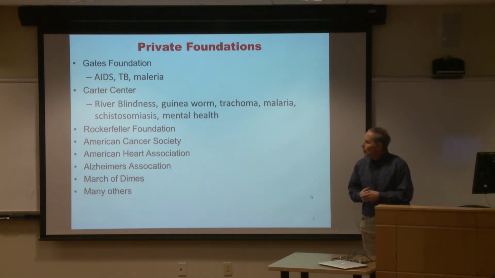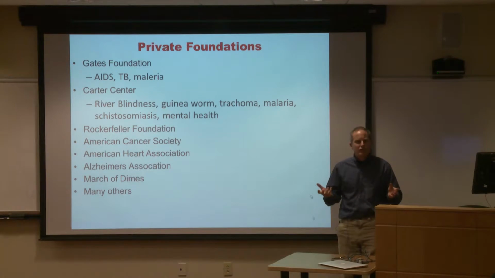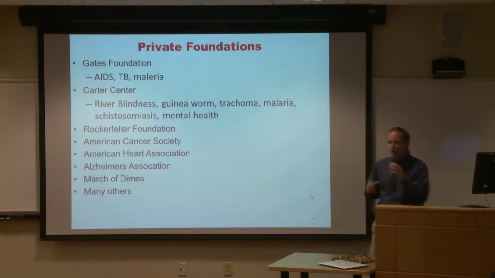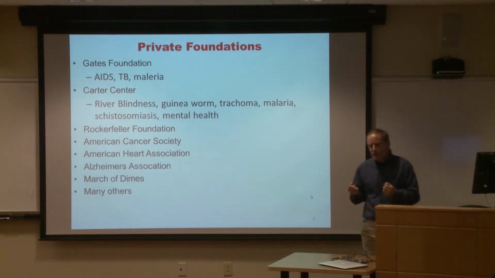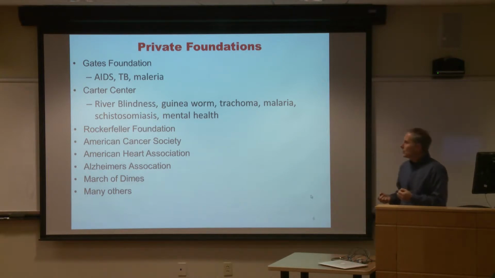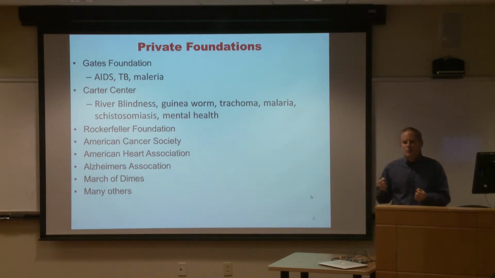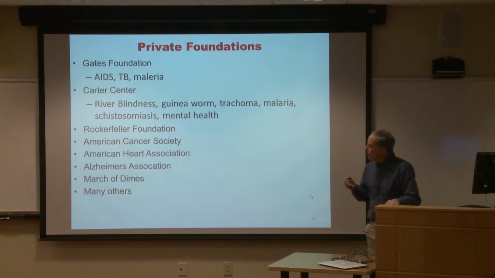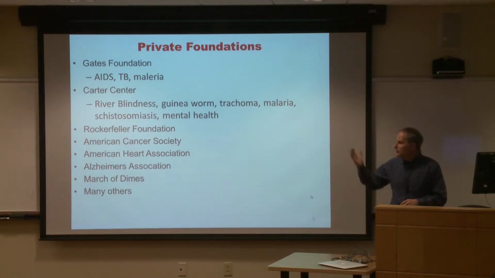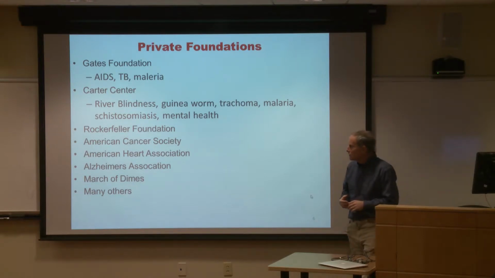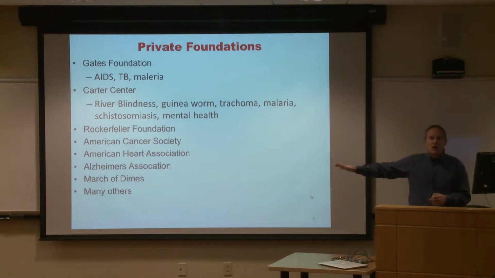There are other groups like the Rockefeller Foundation, which funds a lot of different types of things, and then there are specific disease-oriented organizations like the American Cancer Society, the American Heart Association, the Alzheimer's Association, the March of Dimes. These all have specific focuses of what they want to fund. Obviously, the Cancer Society is funding research in cancer. The March of Dimes is looking into childhood disabilities, and there are many others like this.